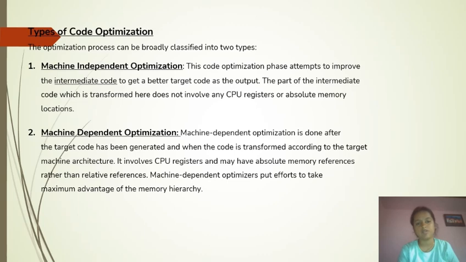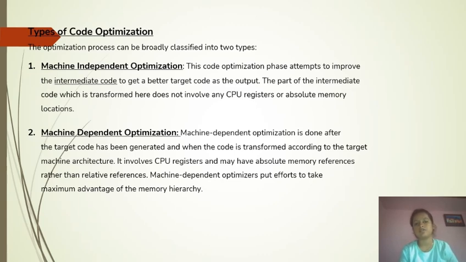This code optimization phase attempts to improve the intermediate code to get a better target code as the output. Intermediate code means the code which we get after pre-processing. The part of the intermediate code which is transformed here does not involve any CPU registers or absolute memory locations. Then we'll see what is machine dependent optimization.